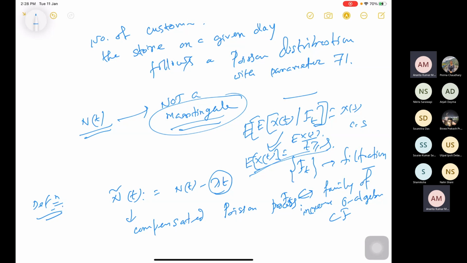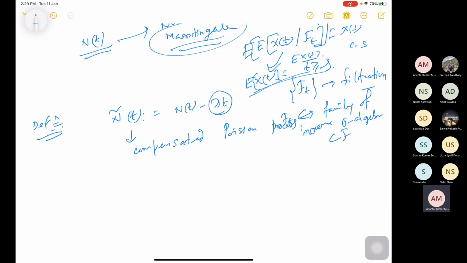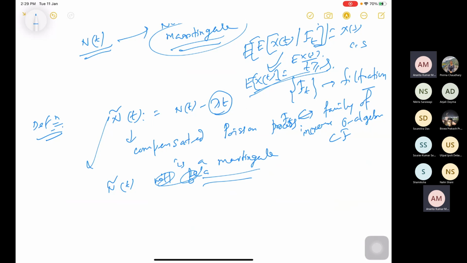Okay, whatever I am defining here, N tilde, is called the compensated Poisson process. And you will see later on that this N tilde will be a martingale. We will check it later.